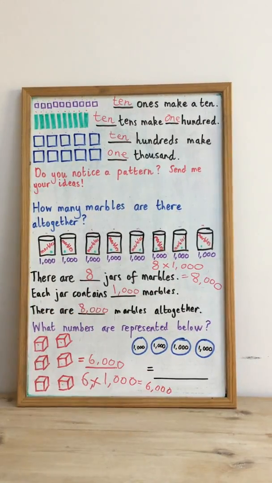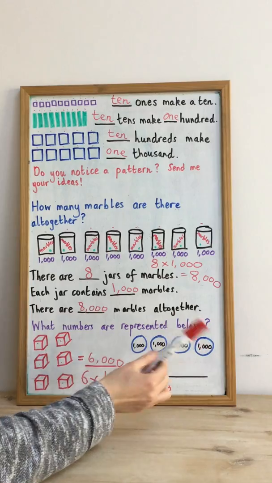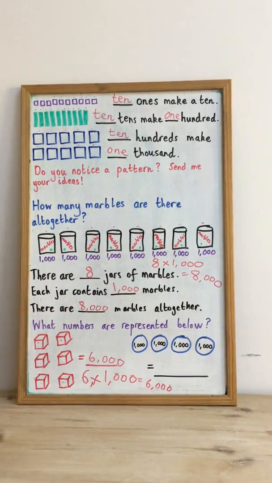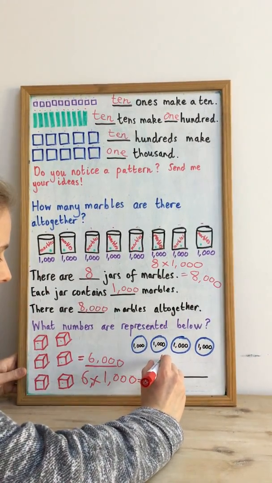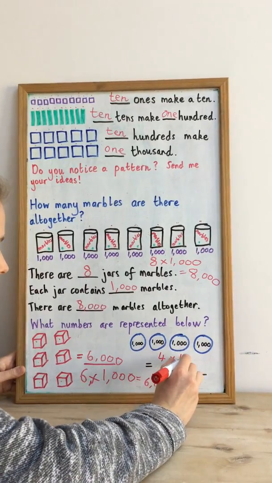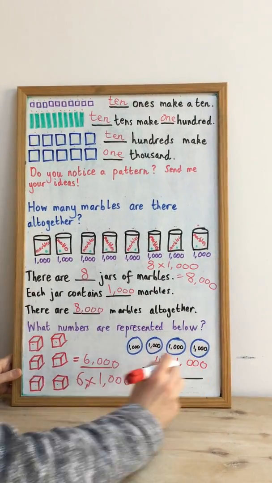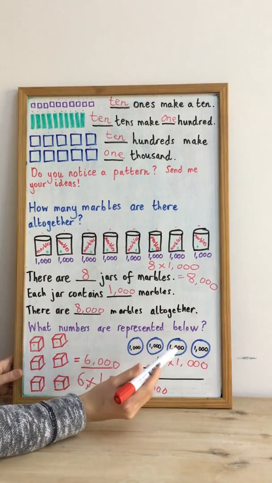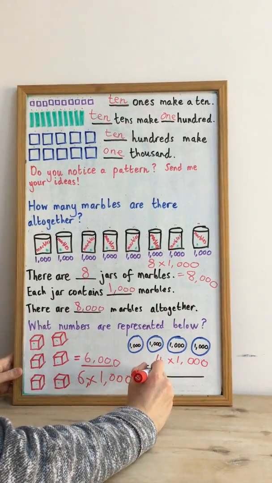My place value counters. Each counter represents 1,000, and I've got 4 of them. So 4 times 1,000 equals 1,000, 2,000, 3,000, 4,000.